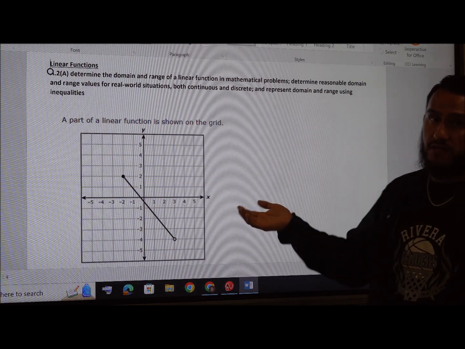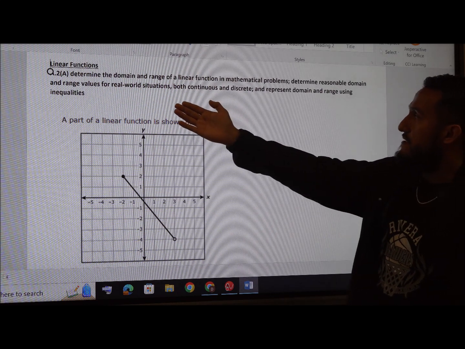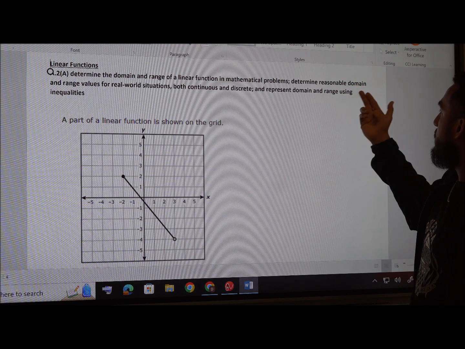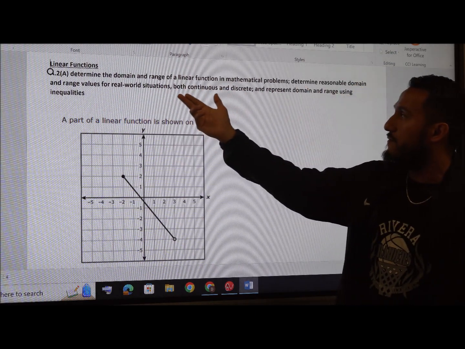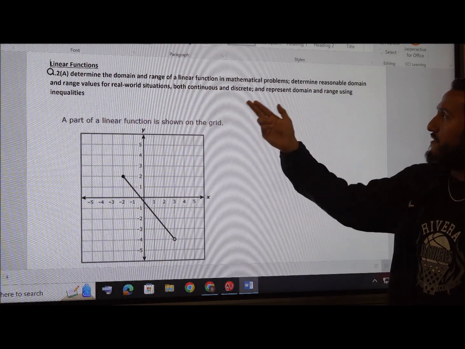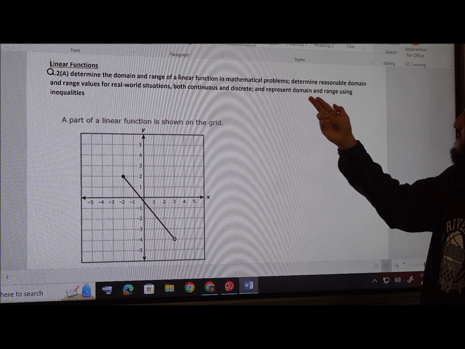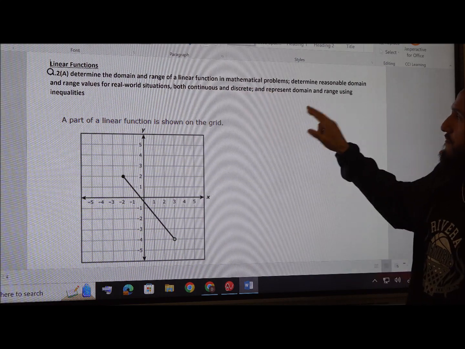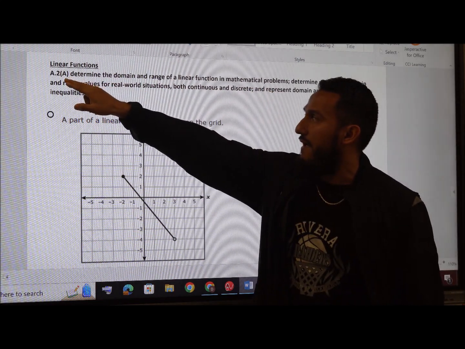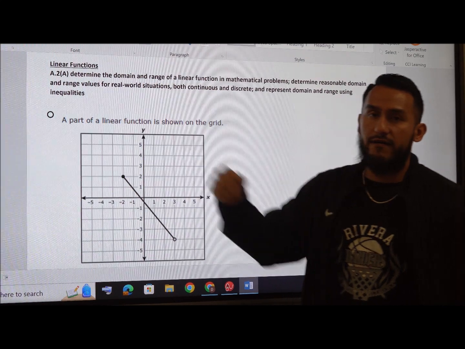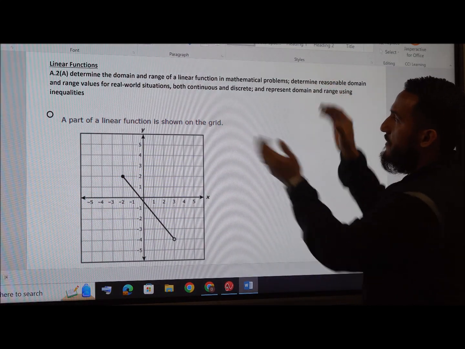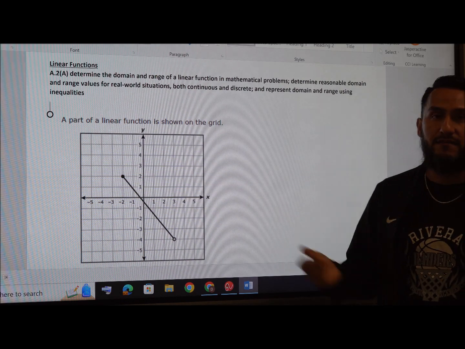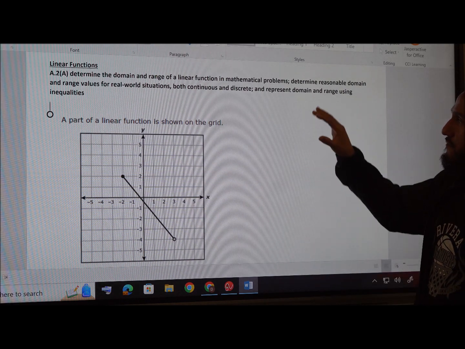So in this example we're talking about linear functions. It says here, determine the domain and range of a linear function in mathematical problems. Determine reasonable domain and range values for real-world situations, both continuous and discrete, and represent domain and range using inequalities. As you can see here, that TEKS, A.2a, covers a good amount of examples that you're going to see. And in the past, they have asked a lot of questions on domain and range with this TEK.